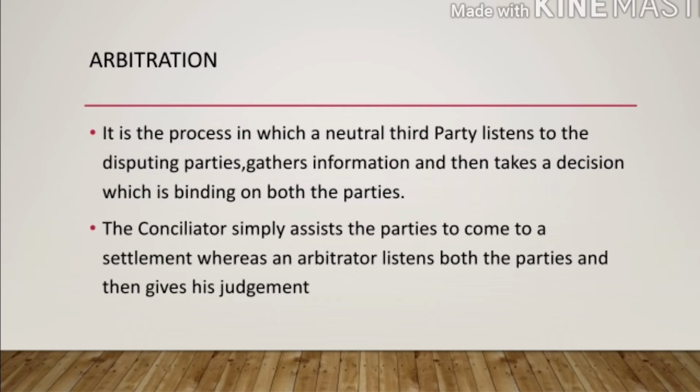So once more, arbitration is a process in which a neutral third party listens to the disputing parties, and he can gather information and take a decision which is binding on both the disputing parties. In conciliation, which involves a compromise, and in arbitration it is a quasi-judicial process. The conciliator assists the parties to come to a settlement, but in case of arbitration, the arbitrator listens to both the parties and then gives his judgment.